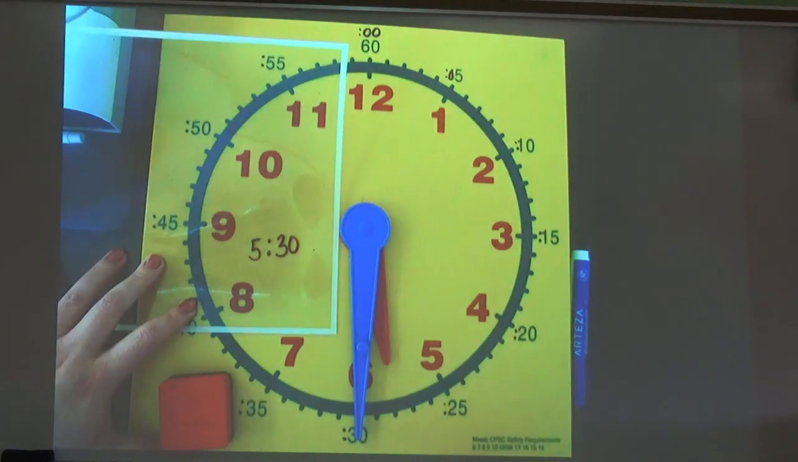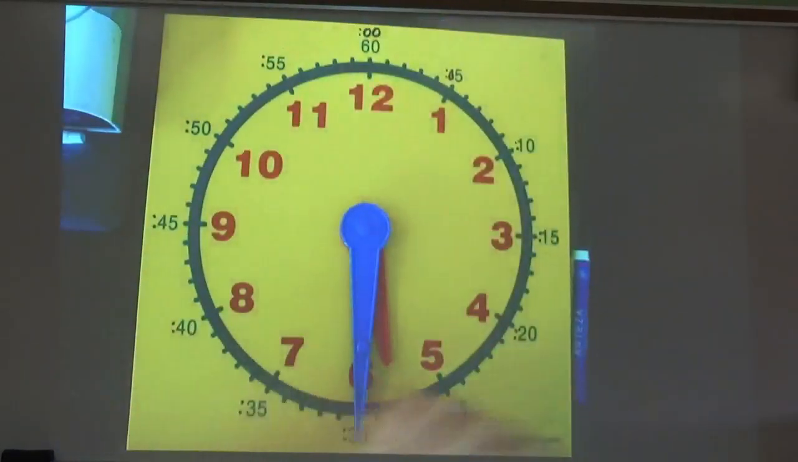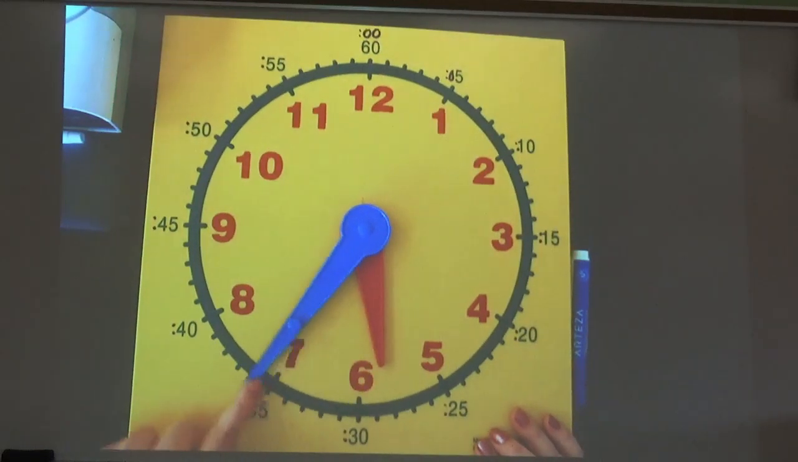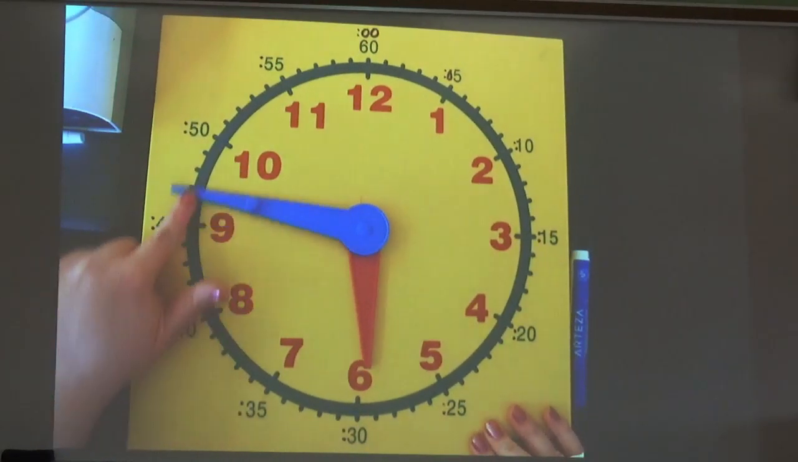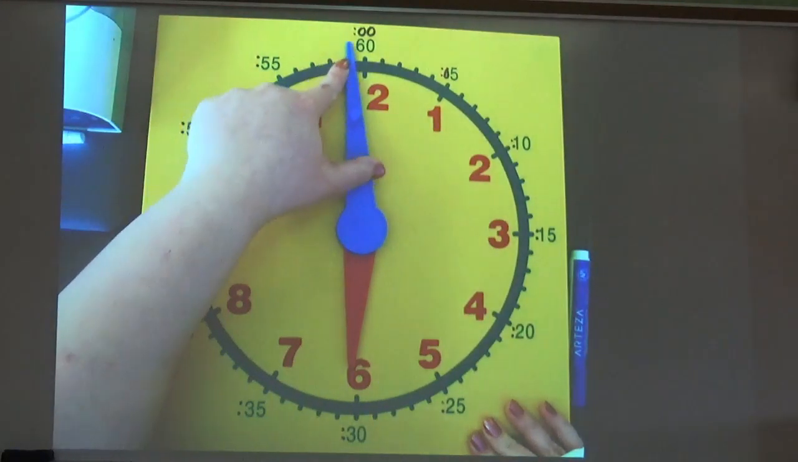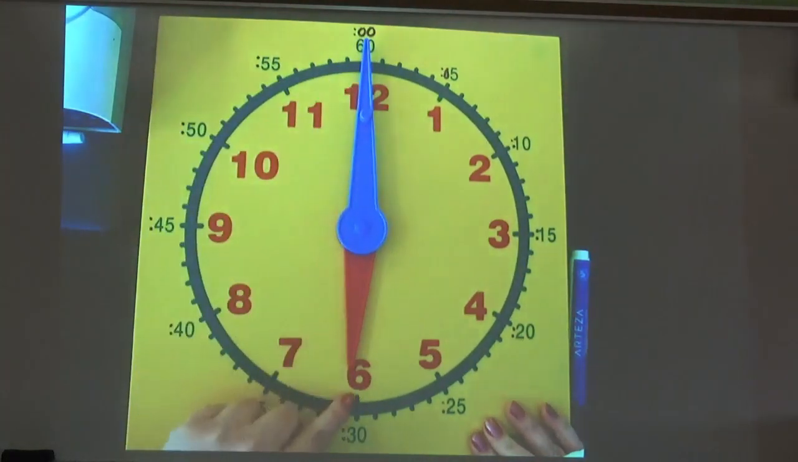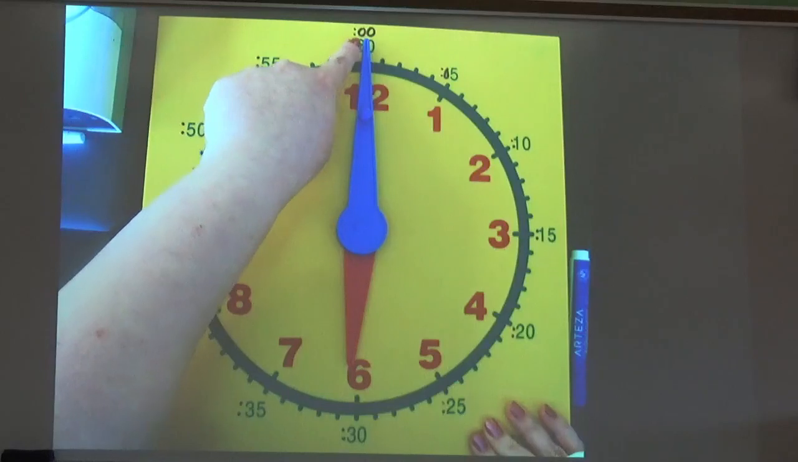Now, you can keep going around your clock and doing this and keep practicing, because eventually you'll see that when it goes all the way around, we will get to 6 o'clock.